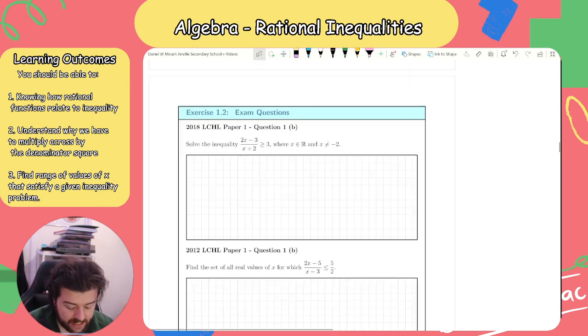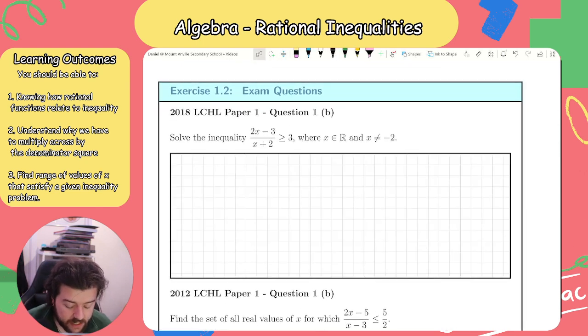Right, let's look at some past exam papers. This is from 2018. Solve the inequality (2x minus 3) all over (x plus 2) is greater than or equal to 3, where x is an element of the real numbers and x is not equal to minus 2. So what does this mean?